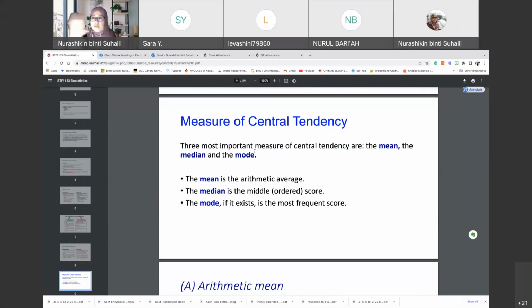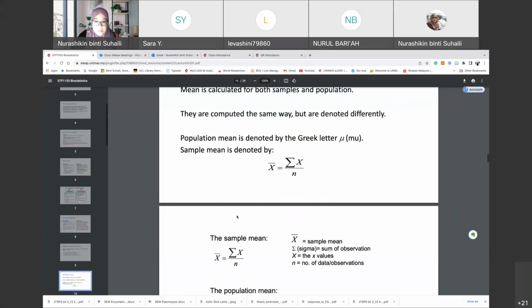If let's say you have a set of data with different patterns, and you arrange the data from the lowest value to the highest value, the middle value, or the middle data, is called the median. Mode is the most frequent score. Yeah, mode is the most frequent score.